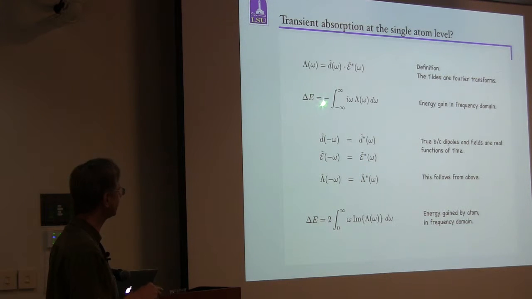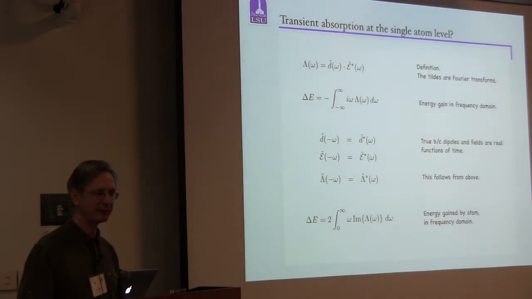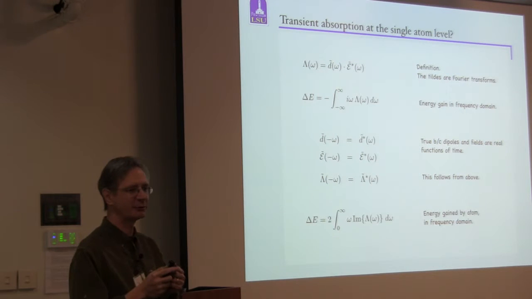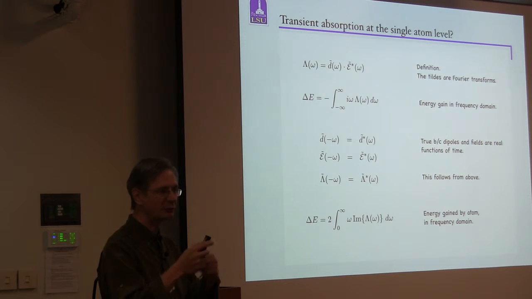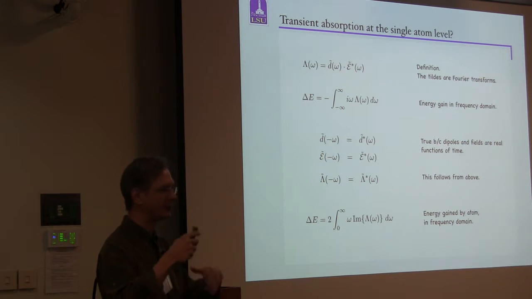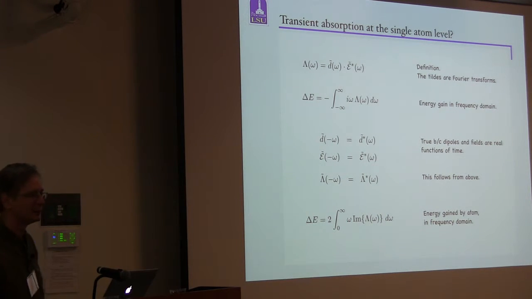Now we can use these properties to re-express the energy gained over the whole pulse as 2 times omega times the imaginary part of this lambda function. So this is the energy gained by the atom over the whole pulse expressed in the frequency domain. Mechanistically, I want you to understand, it comes from doing a single atom calculation, keeping track of the dipole moment for the whole pulse, Fourier transforming at the end, multiplying by the complex conjugate of the Fourier transform of the driving field, and taking the imaginary part. Here's the energy that gets gained over the whole pulse.